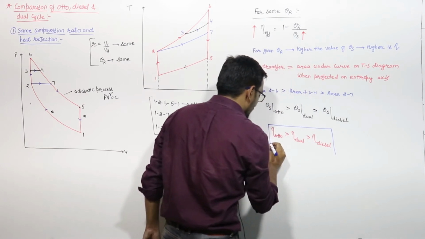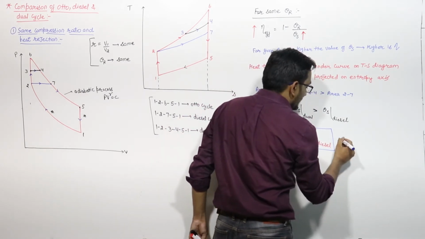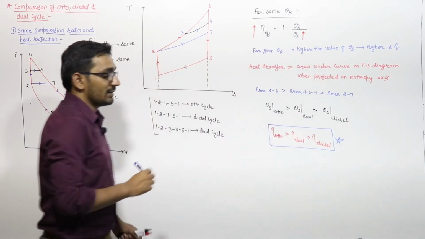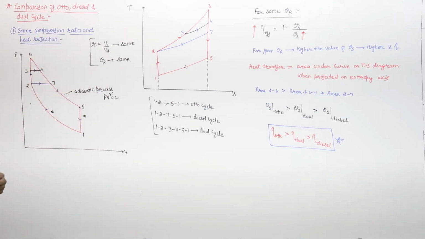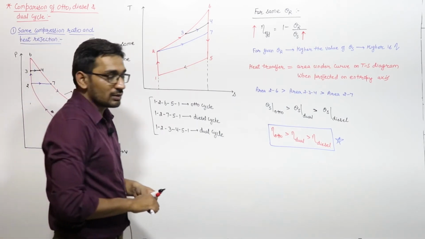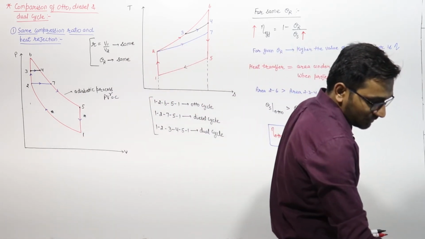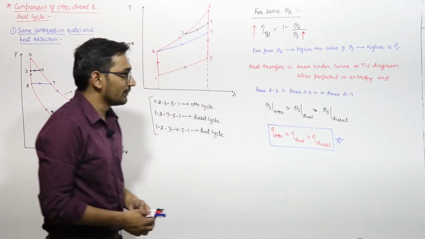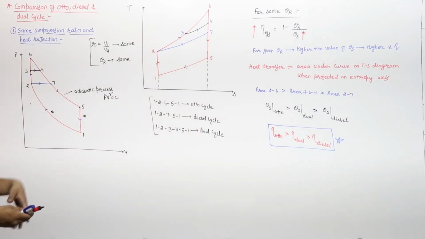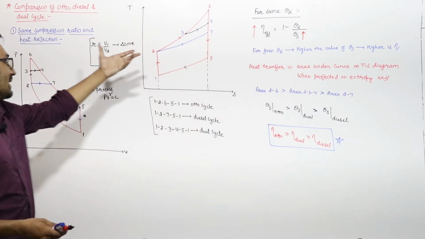This will be the result. For the same compression ratio and same heat rejection, the efficiency of the Otto cycle will be more than the efficiency of the dual cycle, and it will be more than the efficiency of the diesel cycle. So this will be the comparison between Otto cycle, dual cycle and diesel cycle for this case.